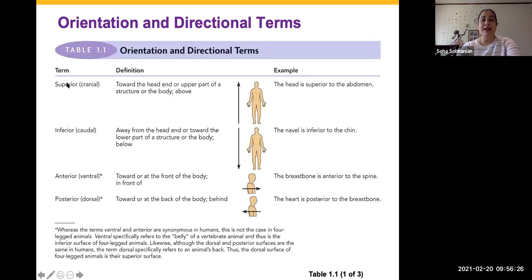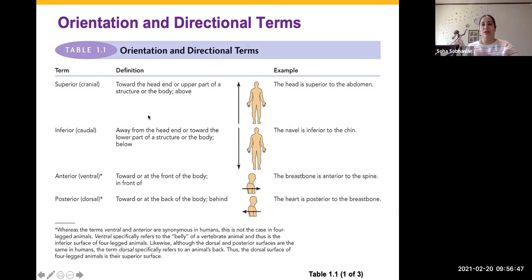So the first two words that we have are superior versus inferior. If we're talking about it in terms of the nervous system, we can also use the words cranial versus caudal. Superior means moving toward the head. Inferior means moving toward the legs or feet.